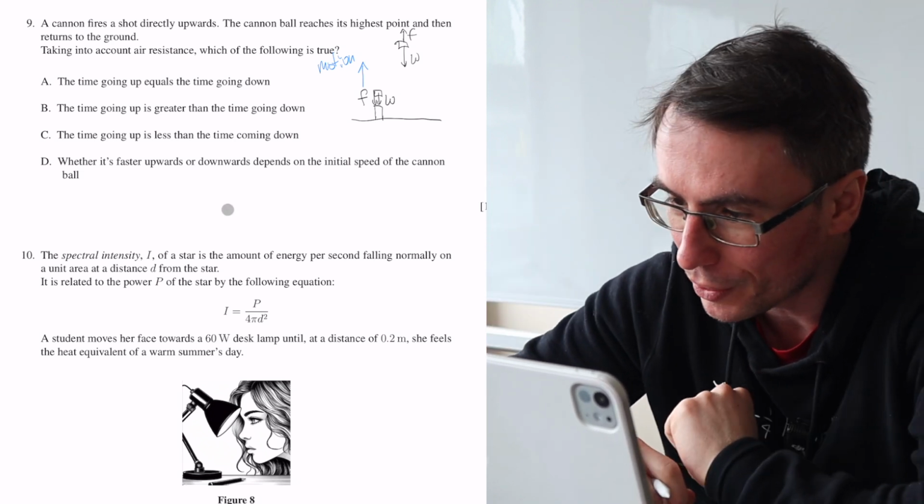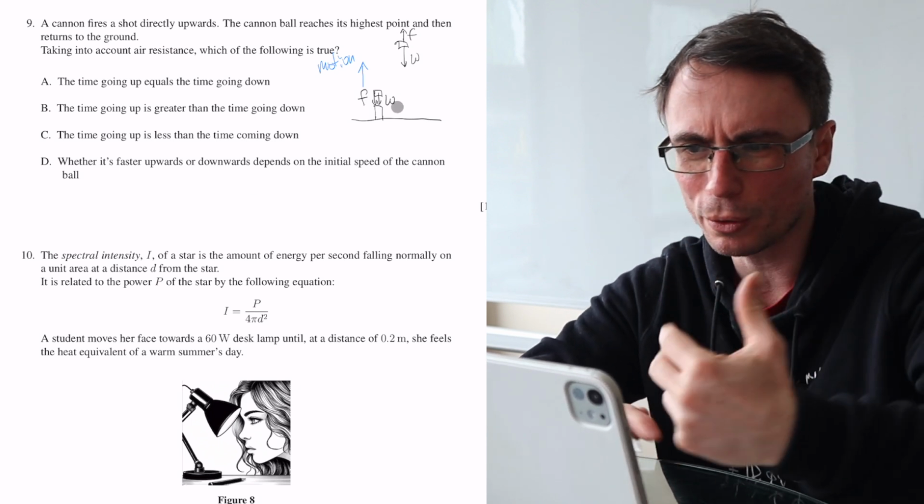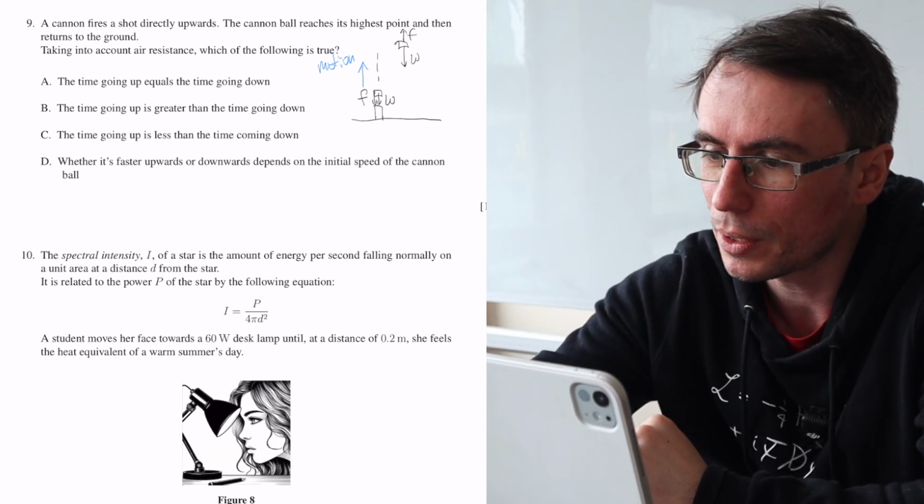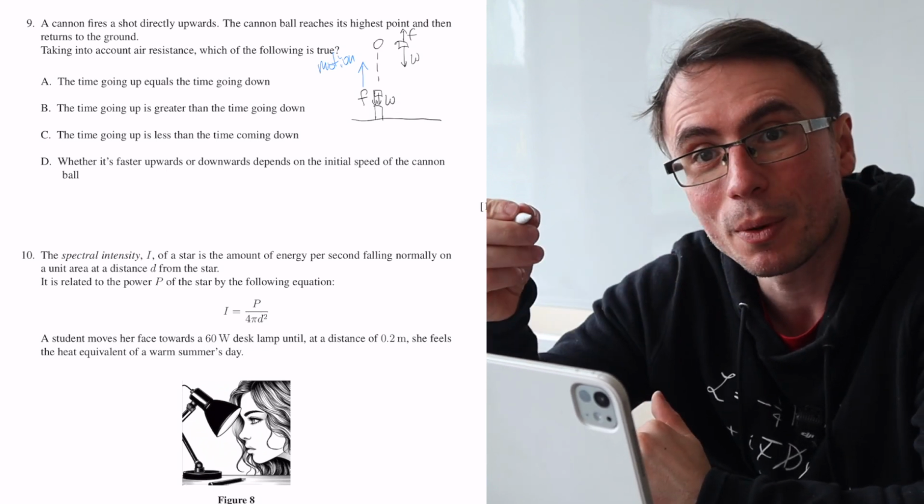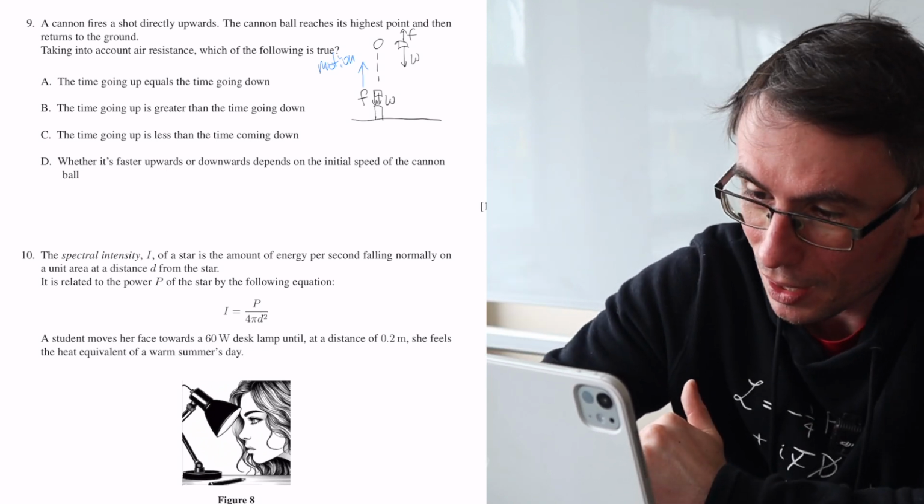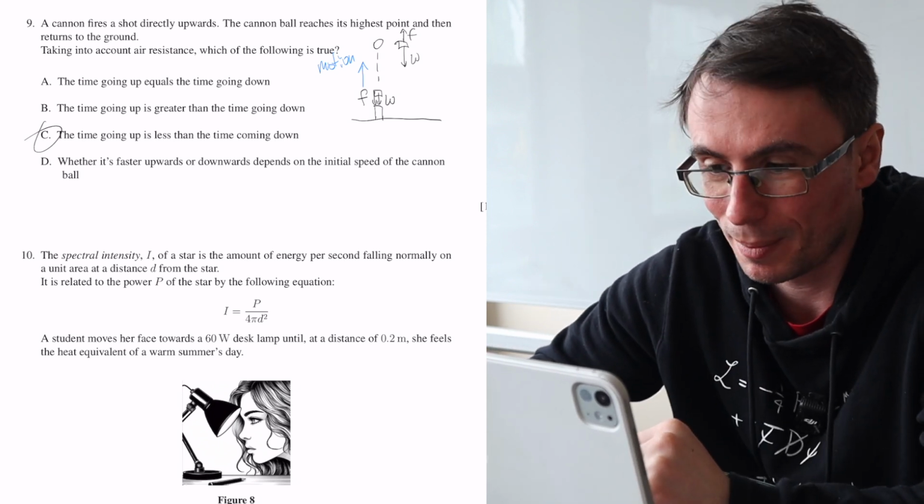So because the friction and the weight are both working together to slow the object down until it reaches its highest point, it's going to reach its highest point faster because it will take less time. So the time going up is less than the time coming down.